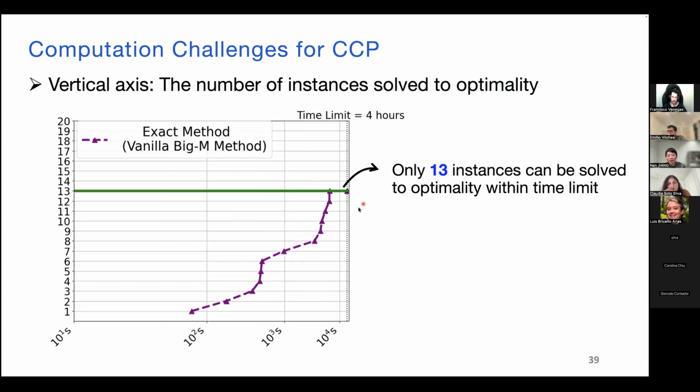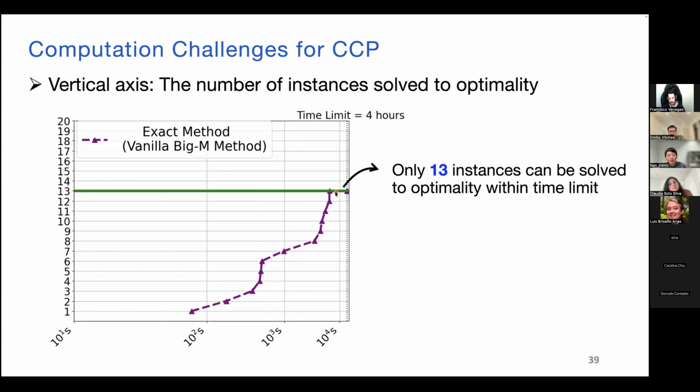Actually, after 4 hours, using the big M, only 13 instances can be solved to optimality within the 4-hour time limit. The remaining instances still have a long way to go. So what we try to do right now is use those scale heuristics, those convex approximation upper bounds, to help us speed up the exact method.